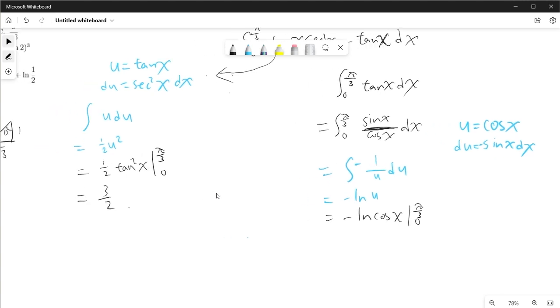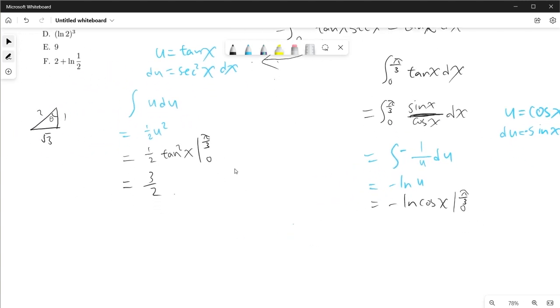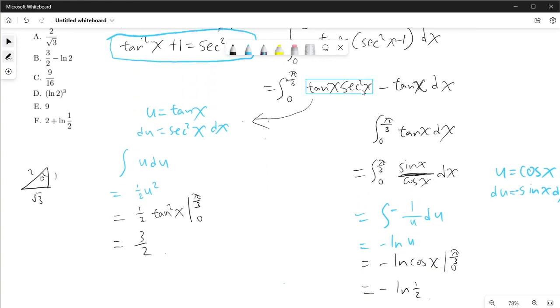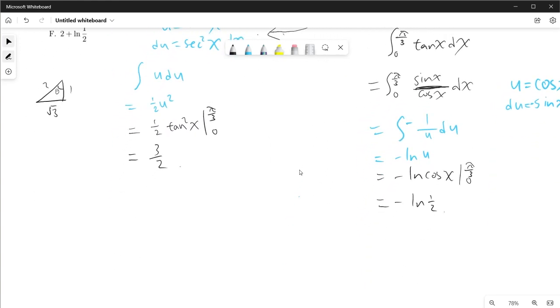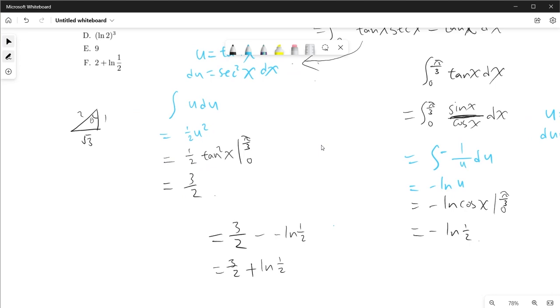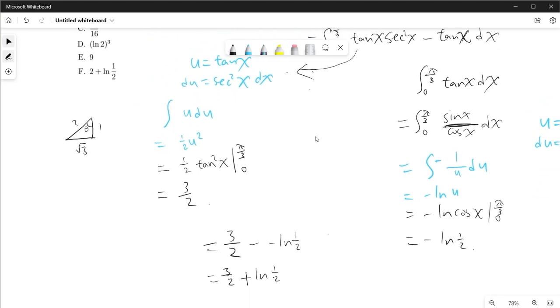Now referring back to the triangle we have, cosine of pi over 3 would be 1/2. So this would be negative ln 1/2. And then let's check the top. We have the first part minus the second part. In that case, the final answer would be 3/2 minus negative ln 1/2, which should be 3/2 plus ln 1/2. Now, if you check the answer, it's actually not one of our answers right now.